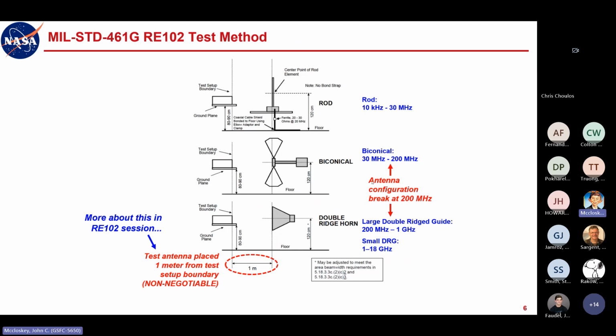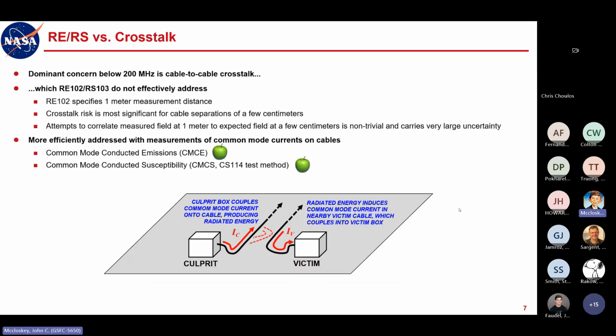And so there is an antenna configuration break at 200 megahertz. So that's a handy place to just say, okay, well, we will apply RE102 above 200 megahertz and then implement common mode conducted emissions and susceptibility measurements below 200 megahertz. So again, this is all review, but just to set the stage here.